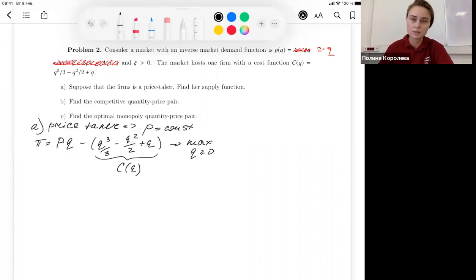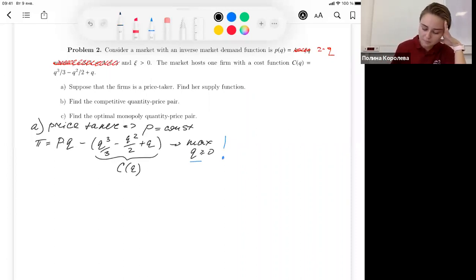When you start your task, when you solve your homework, you should always write down a maximization program or utility maximization program. First of all, you should write down what you will solve, and by which variable you will maximize.